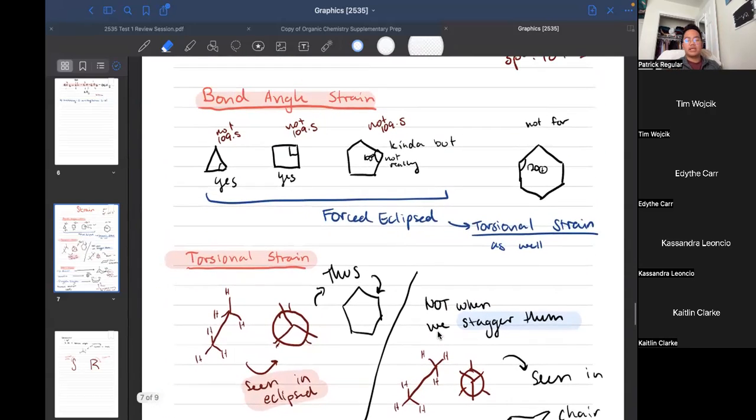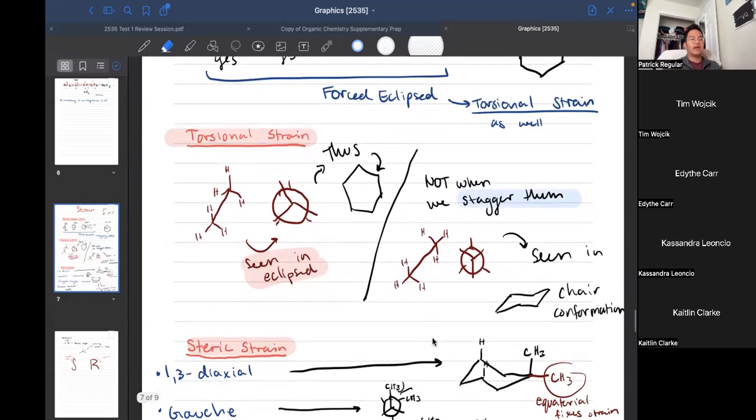So these first two are really easy. All right. So bond angle strain is only in cyclic compounds 5 and below. And then torsional strain is only in planar compounds or cyclic compounds, mainly because it's indicated by the eclipse. I keep forgetting it was Newman projection. Does that make sense?